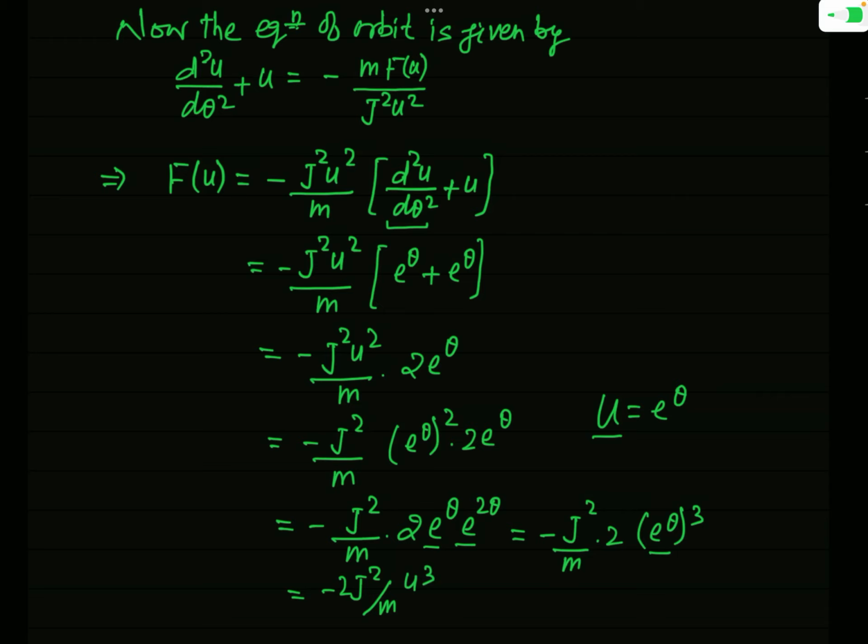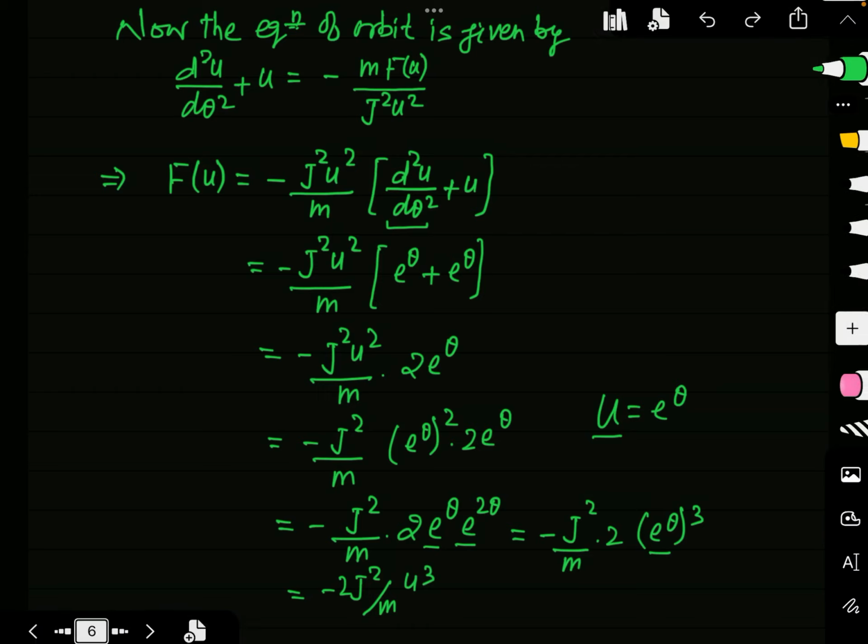But you know that u is equal to 1 by r. So now when we change the parameter u to r, what will be our result? So u is now changed in terms of r. So f of r will be equal to minus 2j square over m times 1 by r cube. Instead of u cube, I have written this.